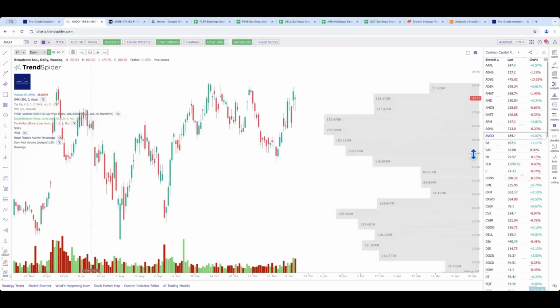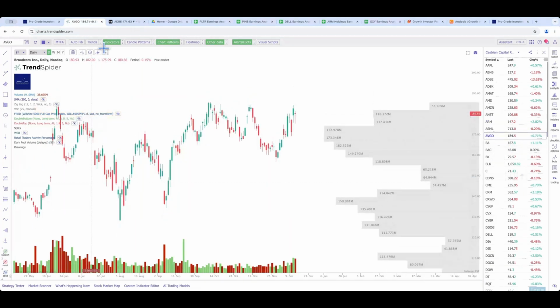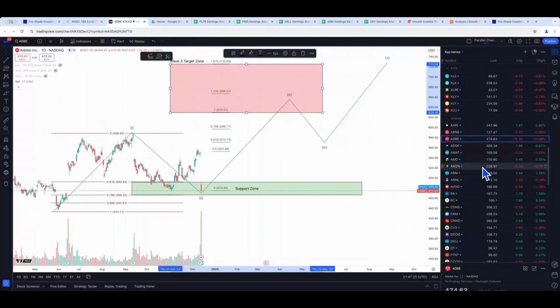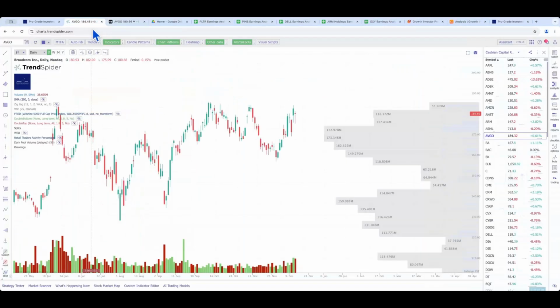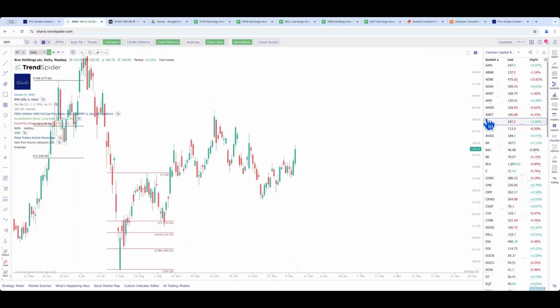Where is it today? 184. By the look of it, just one second while I take a look at Broadcom. 184, yeah. So it moved up a little bit on close. So we'll see how ARM reacts to that. But it's potentially a nice bullish chart.